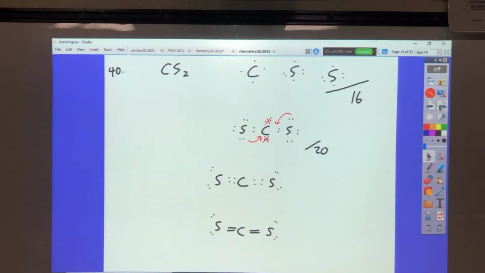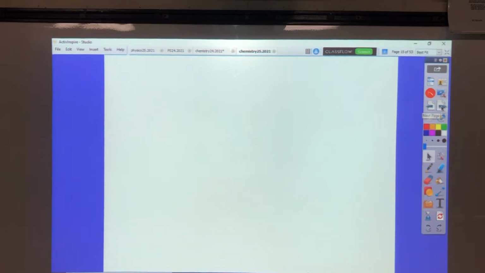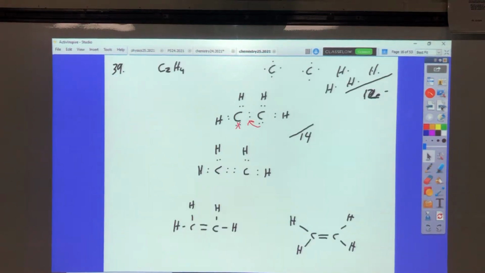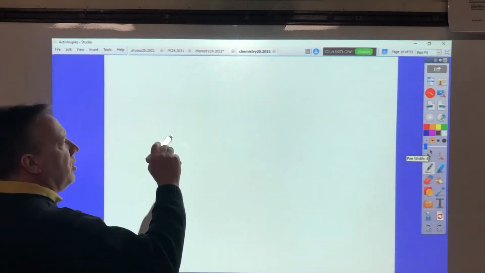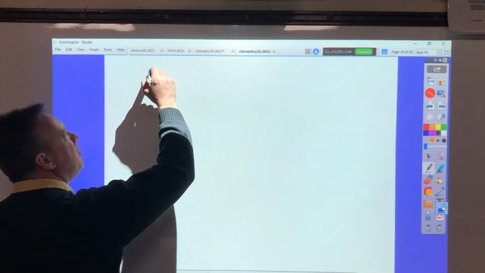Yeah, we finished up with number 40. So let's go to the next one here. This one, number 39, you do not have a central atom. It is C2H4, which is ethene. So these get progressively more sticky as you get a little bit farther.